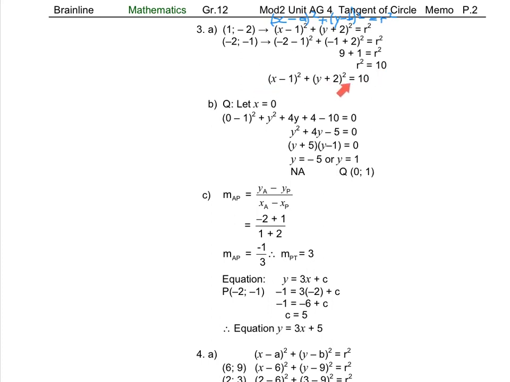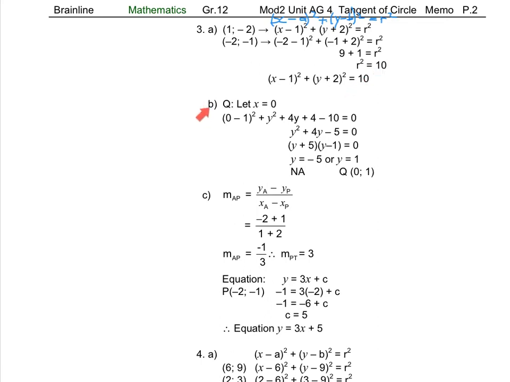So the equation of this circle with center (1, minus 2) can then read (x minus 1) squared plus (y plus 2) squared equal to r squared, which is 10.